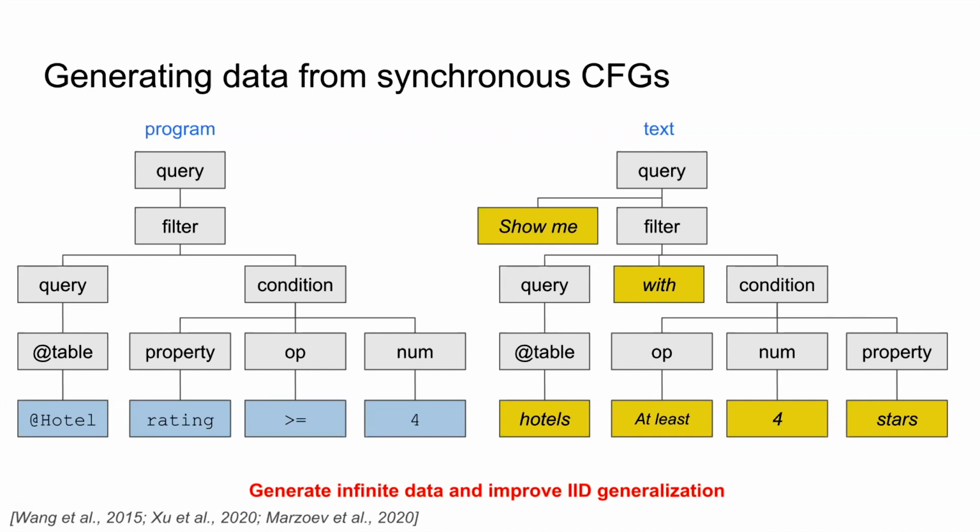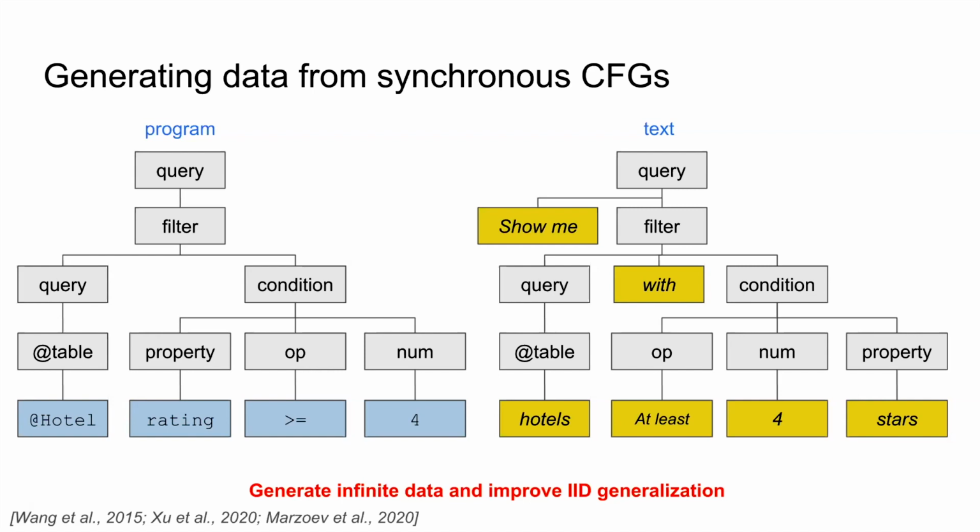And people have shown that by generating a lot of synthetic data, you can improve your IID generalization with respect to real semantic parsing data. This is a surprising and new thing, and it's mostly because of the progress in pre-trained language models.